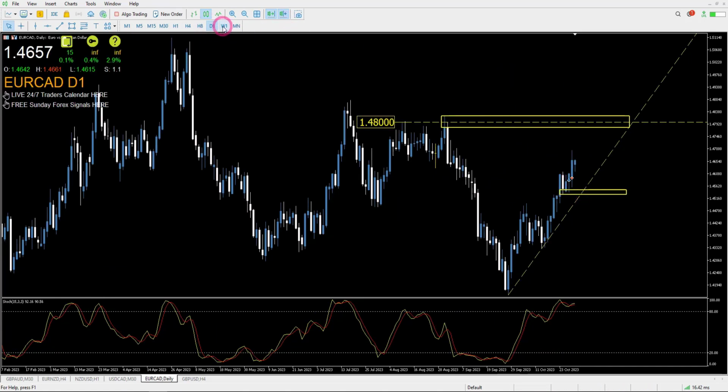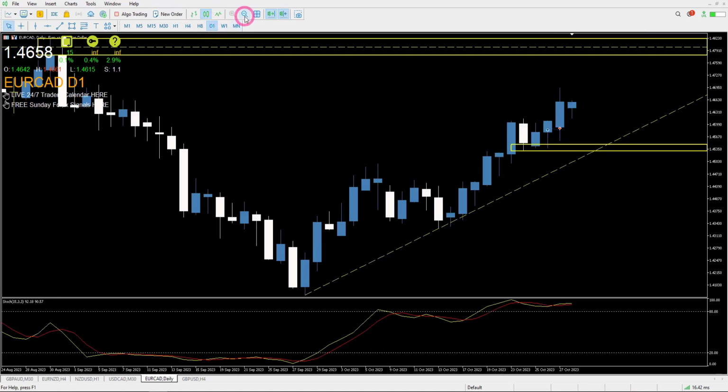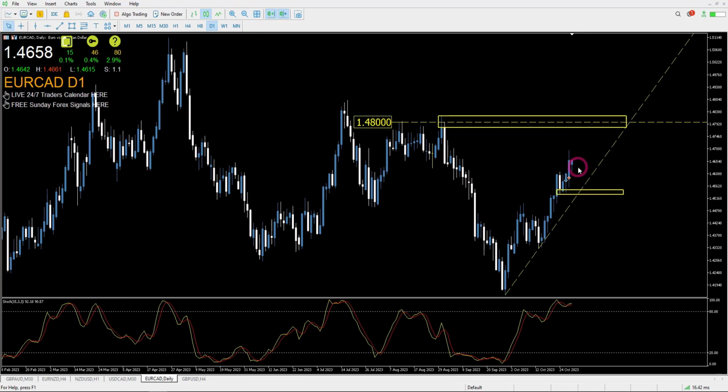So looking at it from a daily and a weekly though, I still do like the idea of price moving towards this area up here around about the 1.4800. It's just not on our radar right now, apart from that CAD weakness obviously. But if we do see any kind of developments on the tables with Euro coming on to the tables, then maybe we consider looking for a long again in this particular market.